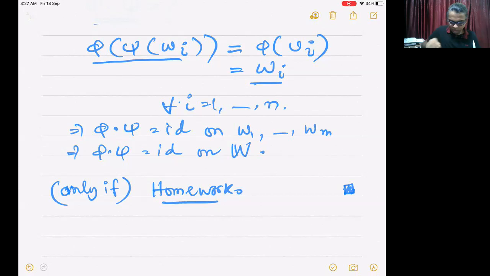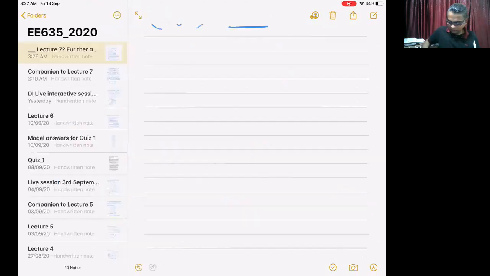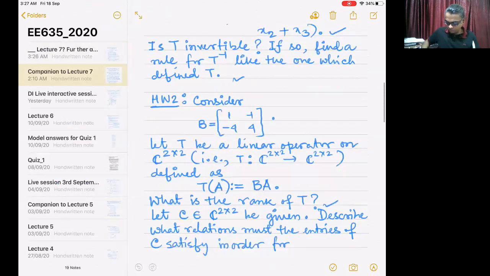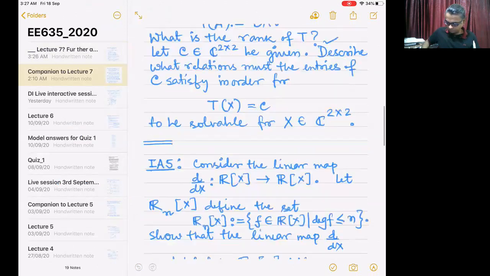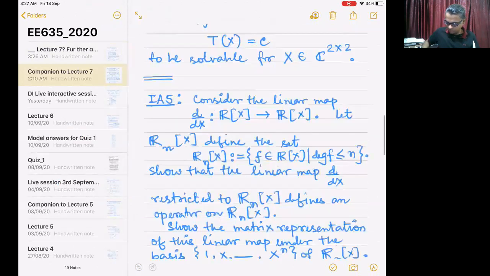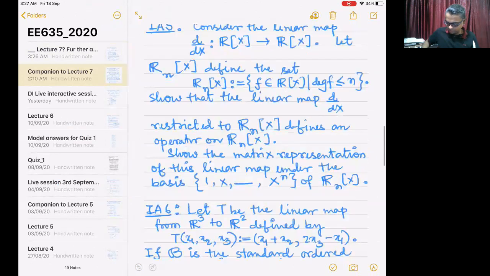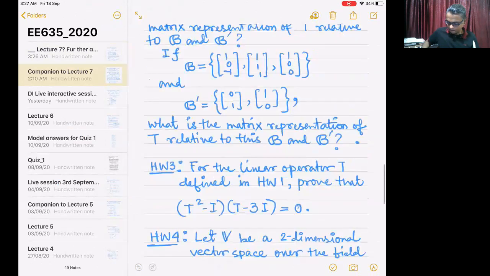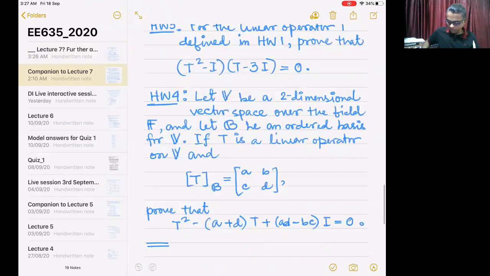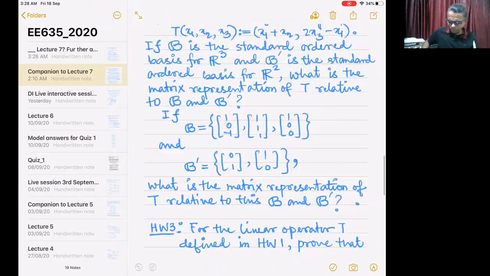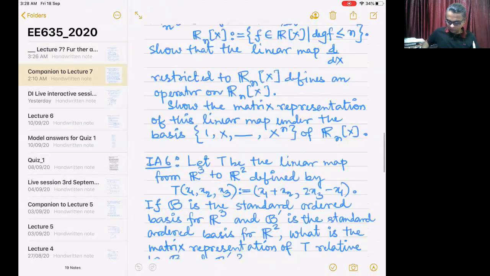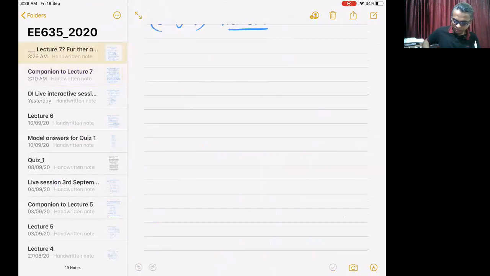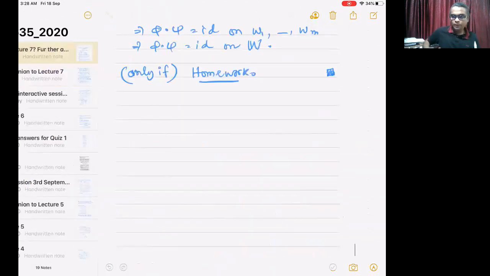But before we close, let me see whether there are any problems that I want you guys to solve. No, these are all on matrix representations, which we have not seen yet. Okay, so not required. No immediate attention or homework problems. Solve those two homework problems that I've mentioned here, and that should be okay.